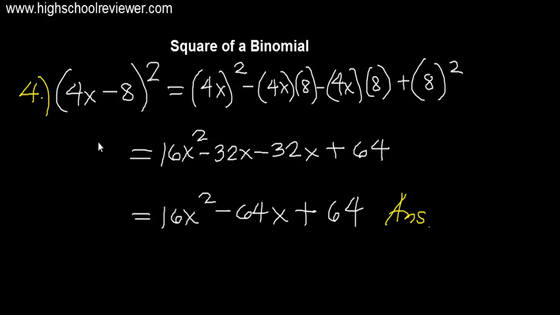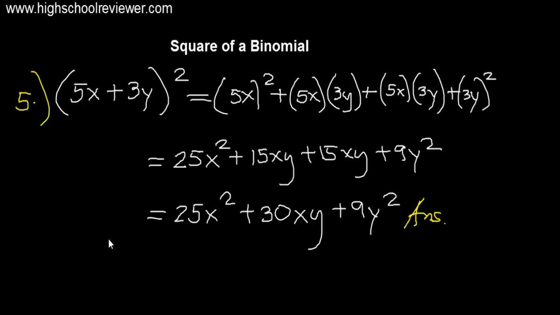Number 4, we have the quantity of 4x minus 8. Our first term is 4x, get the square, and then copy the sign negative, multiply the first and the second term, and then copy this again. Get the sum of the square of the second term. Our final answer, 16x squared minus 64x plus 64.